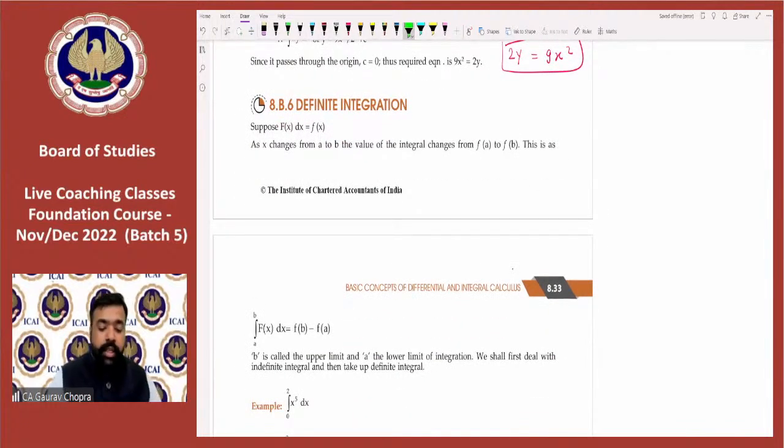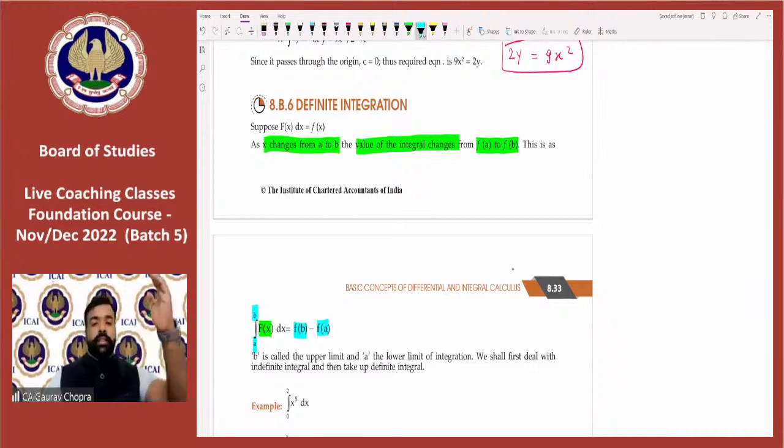So let's read this. As x changes from a to b, the value of the integral changes from f(a) to f(b). So f(x) is given, then the sign of integration, on the lower side the value of the lower limit is given, and on the upper side there is one more value, that is the upper limit. Now we have to put the values in such a way that the bigger value comes first. So f(b) minus f(a). Always the upper, bigger value is taken first, and then the lower, smaller value is subtracted.